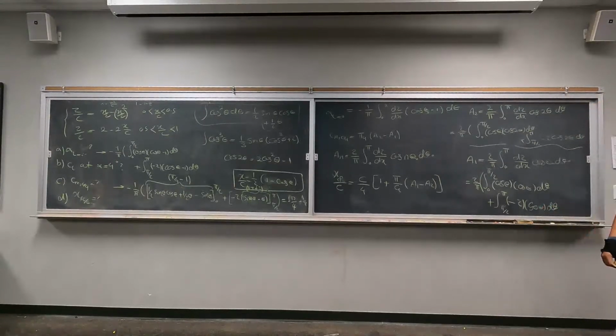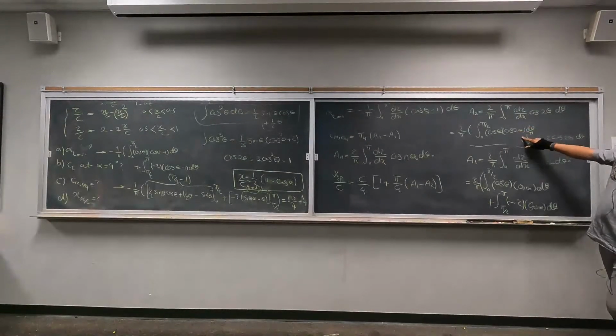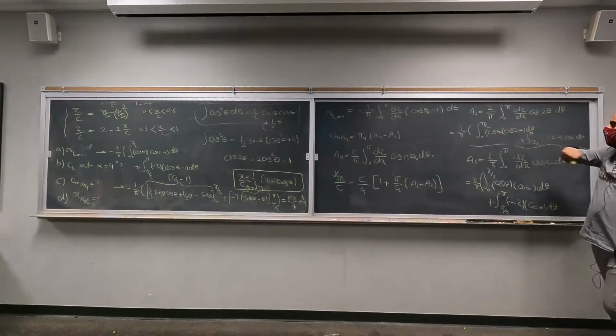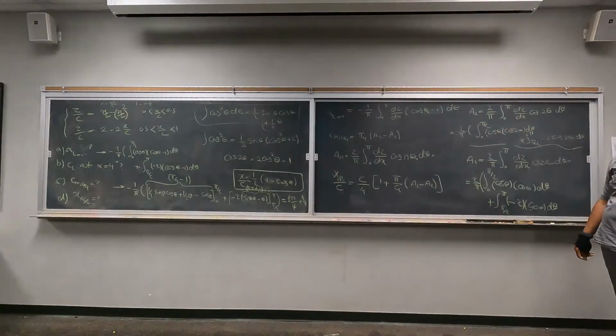Can we take this integral? What is the idea for taking this integral? Cosine of theta multiplied by cosine of 2 theta. Isn't there some trig relation with cosine of 2 theta?